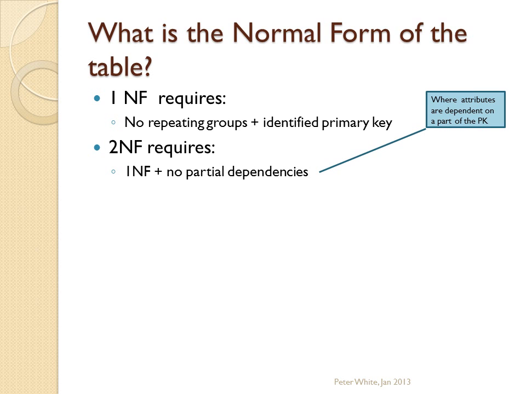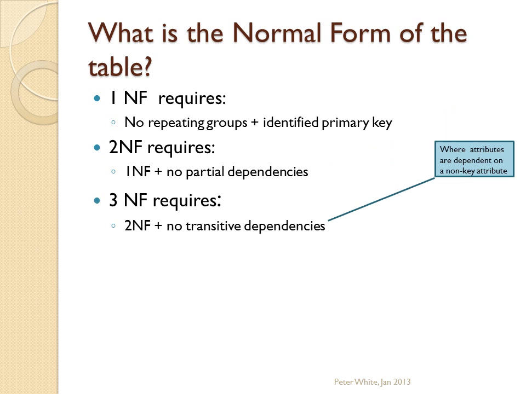So second normal form needs us to be in first normal form plus have no partial dependencies, and a partial dependency is where attributes are dependent on part of the primary key. Here, receipt number and that attribute alone is the primary key, so we don't have any partial dependencies. Third normal form, however, requires us to be in second normal form and to have no transitive dependencies. And a transitive dependency is where an attribute is dependent on a non-key attribute.